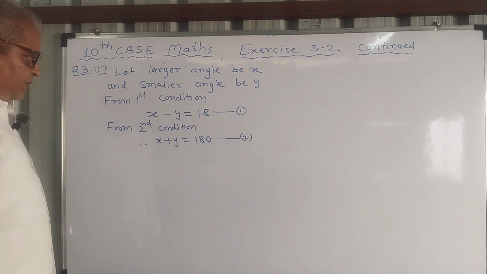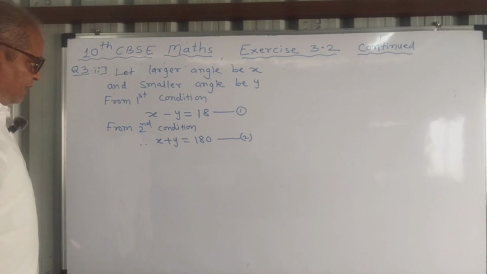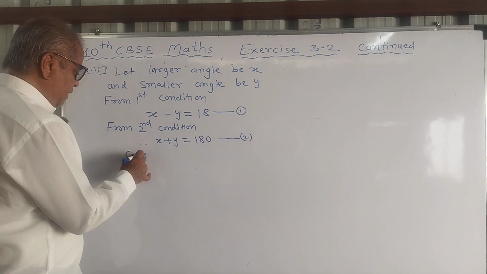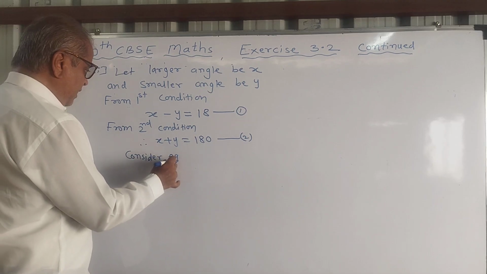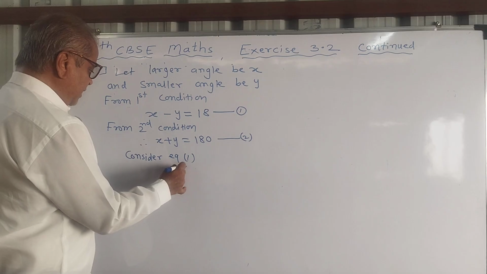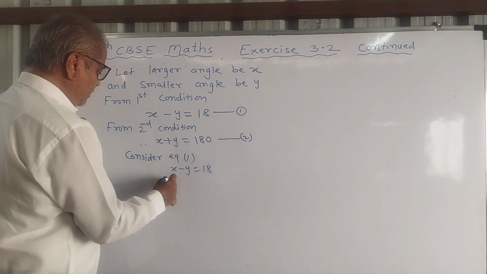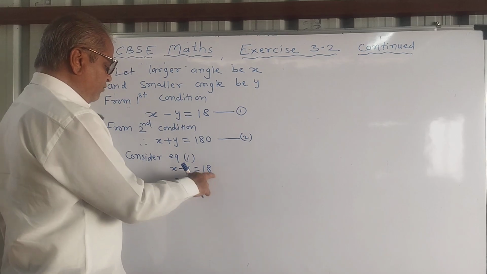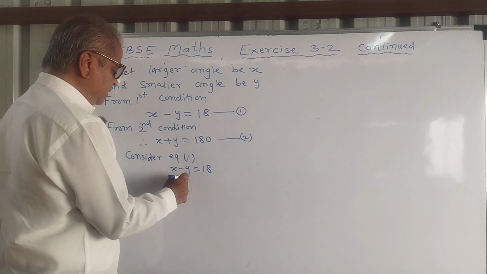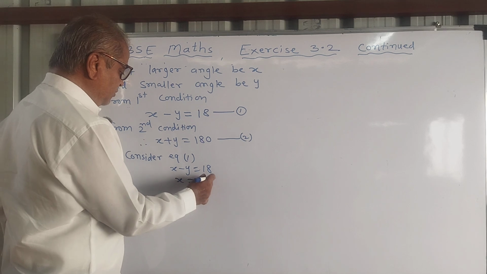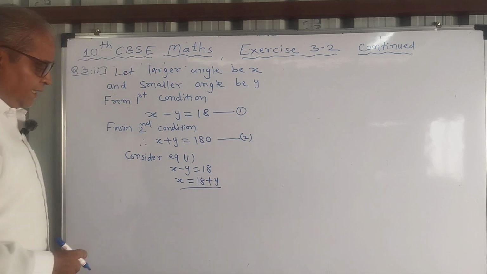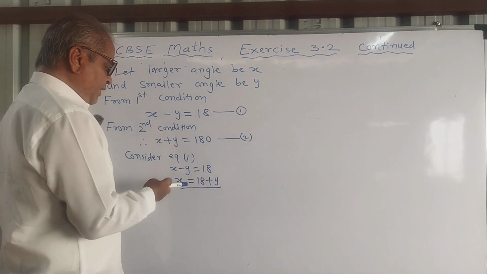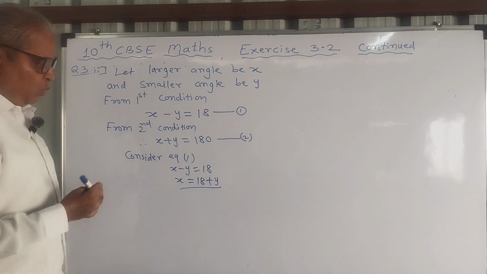So consider equation 1 or 2. We will consider equation 1, which is slightly simpler. Equation 1: x minus y is equal to 18. So keep x on the LHS and transfer the y to the RHS. So 18 plus y. This is the value of x in terms of y. We have found this value from equation 1. So we need to put this value in equation 2.